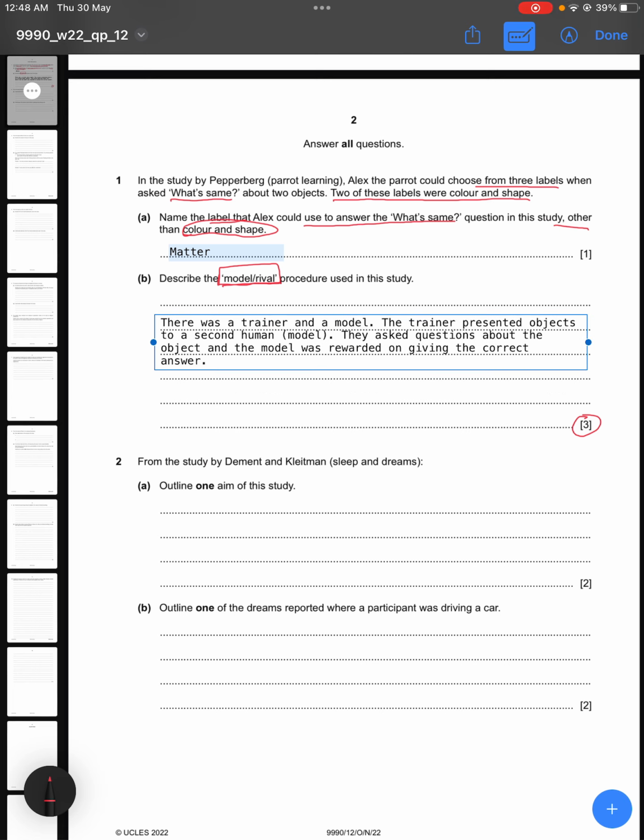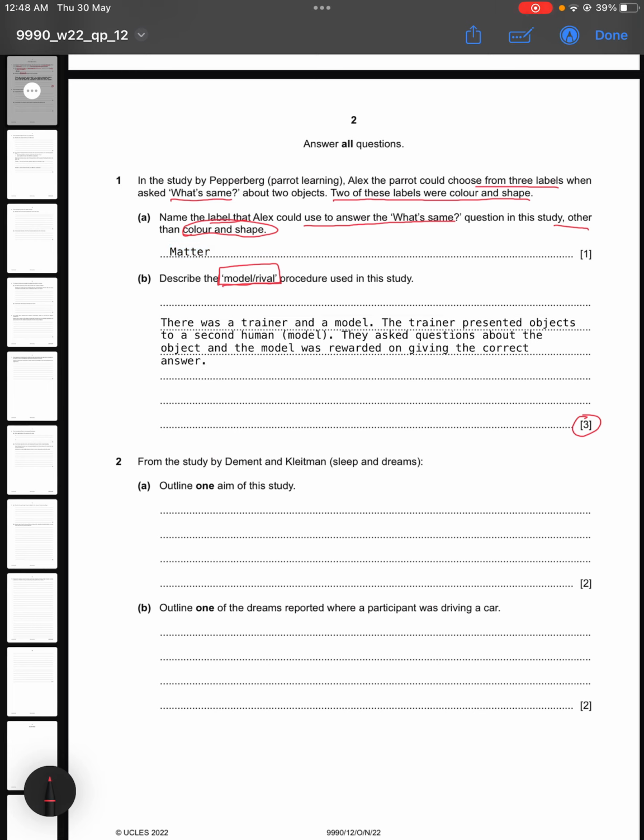You can write other points as well, such as they showed disapproval for incorrect answers, the second human acts as a model for Alex or any bird, and as a rival for the trainer's attention, rival for Alex. So you can also write that Alex was the rival for the attention, and the role model and rival were reversed each time. You can write any other points as well.